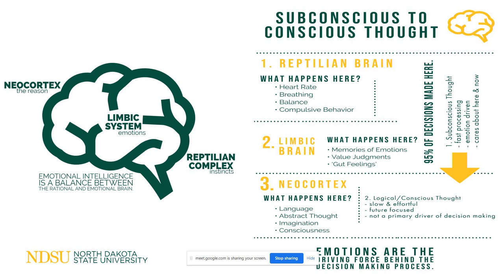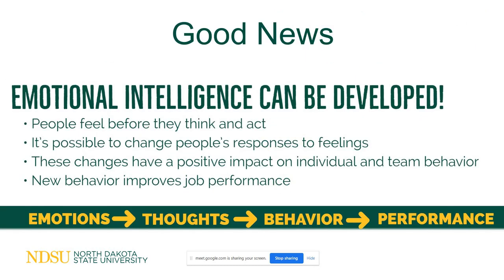So if we think at a deep emotional level, and after thinking we take the decision with time, this is the slow process, and that is why the right decision needs time and slow thinking. Good news, emotional intelligence can be developed. We can learn this. People feel before they think and act, which means before acting or speaking, we should think about what we are saying.